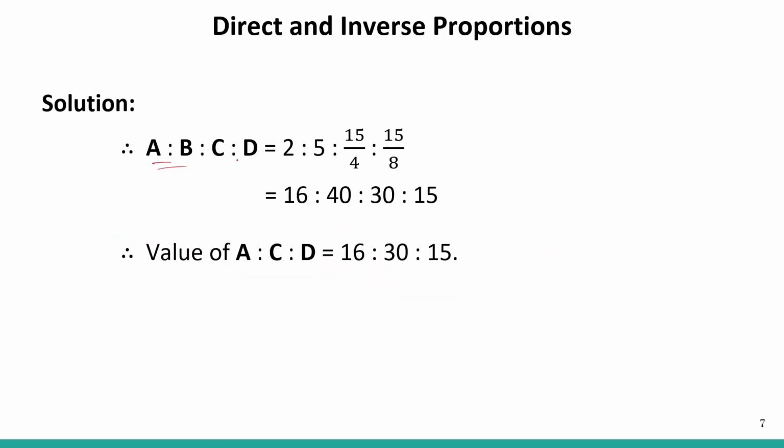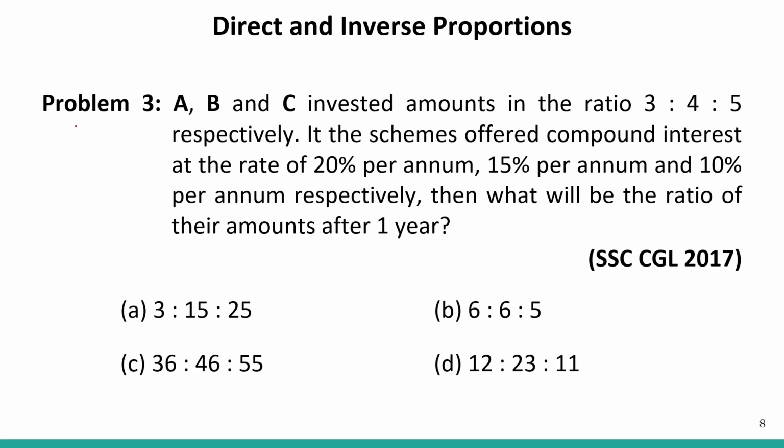So A is to B is to C is to D is equal to 2 is to 5 is to 15 by 4 is to 15 by 8. So 16 is to 40 is to 30 is to 15. So the value of A is to C is to D is equal to 16 is to 30 is to 15. Okay, so the value of A is to C is to D will be 16 is to 30 is to 15. So let's see problem number 3.